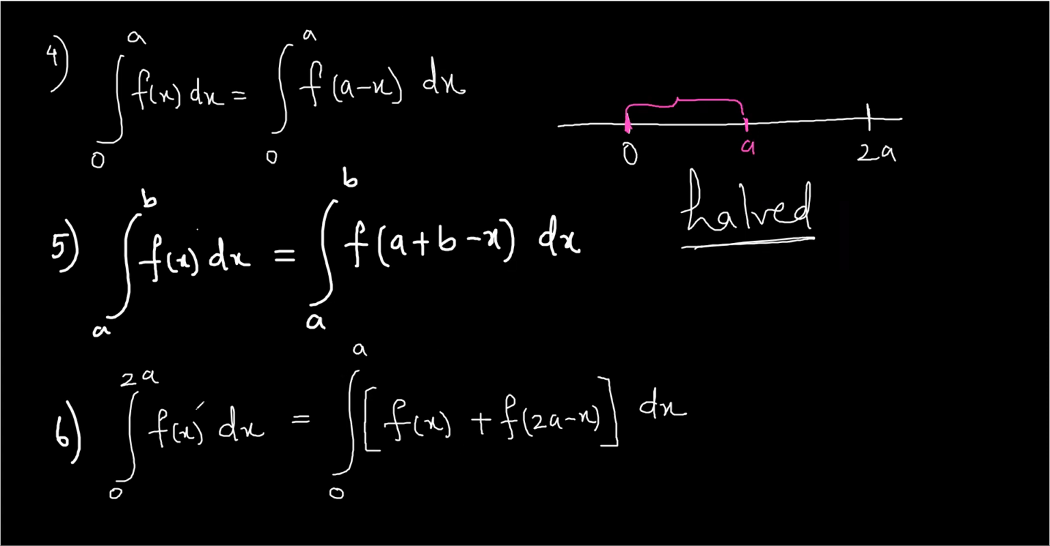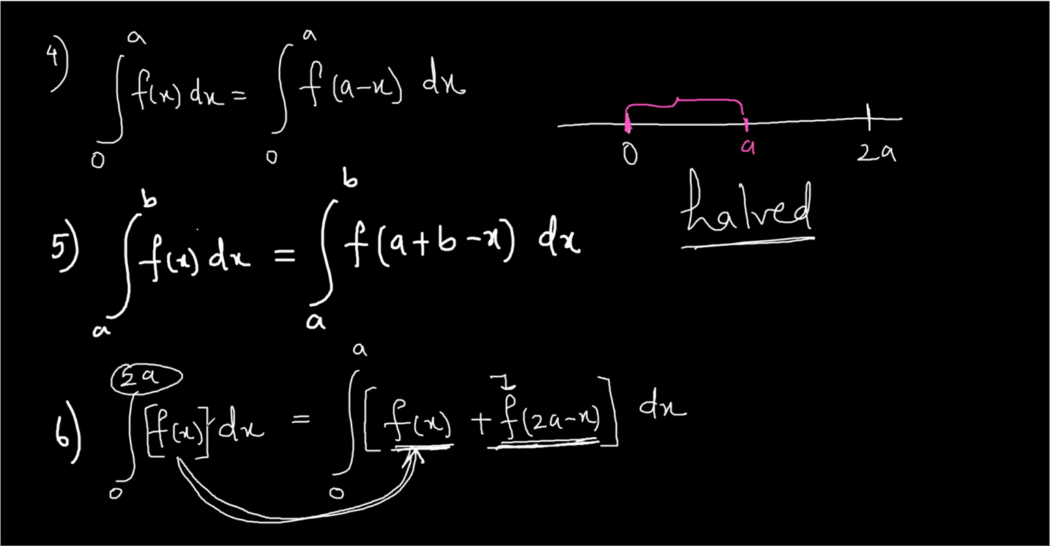The condition is this: the integrand is now written as the sum of two functions. What is the first one? The first one is exactly the same, f of x. But for the second one, the function is the same, f, but the variable is upper limit minus x. The variable is 2a minus x.